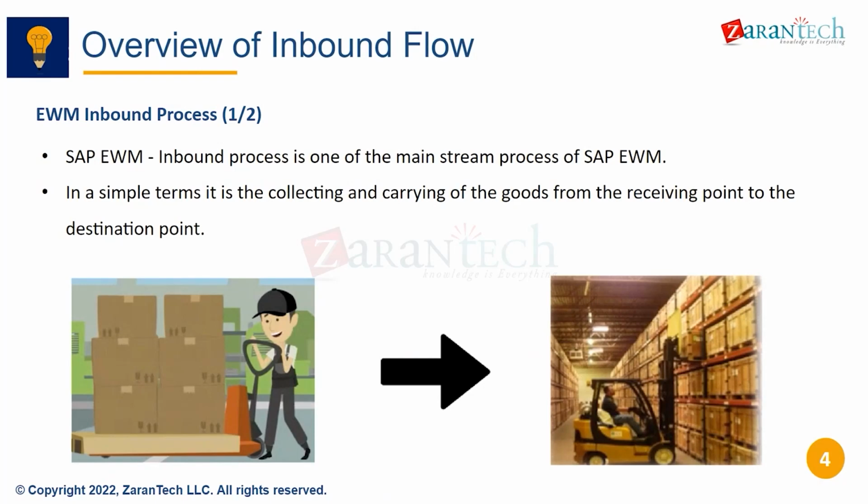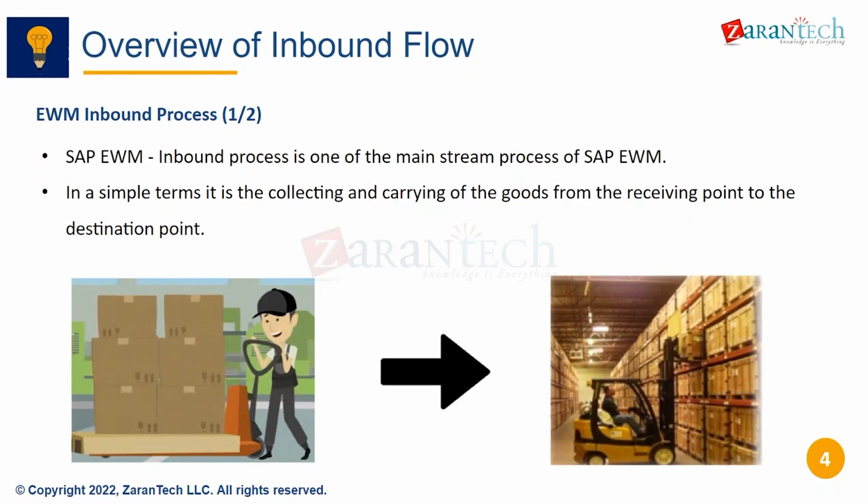So what is the inbound flow in the warehouse? Can anyone guess what the inbound flow would be? Getting the material, goods receipt. So I think getting it on the staging, then deconsolidation, and then putaway. Yeah, excellent.